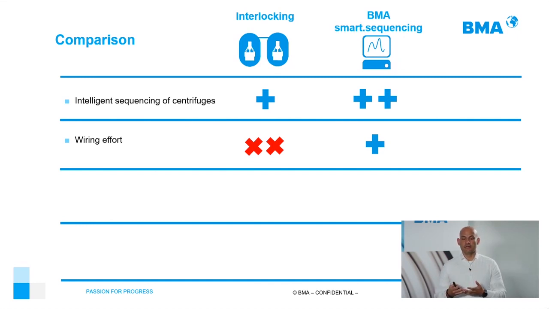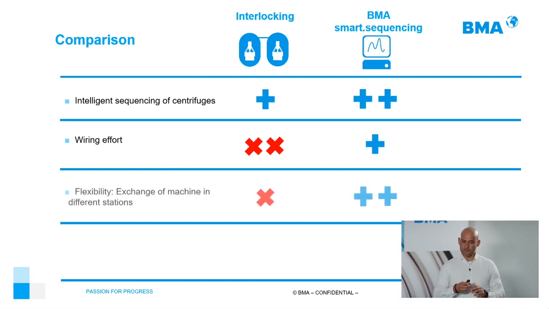That means that we have a wiring effort that is very complicated, very difficult to maintain, and with a lot of problems. Smart sequencing, as we saw, has a very straight architecture. We are using industrial Ethernet as the interface, so with only one cable we are transmitting all the information from the control of the machines to our PLC in smart sequencing.